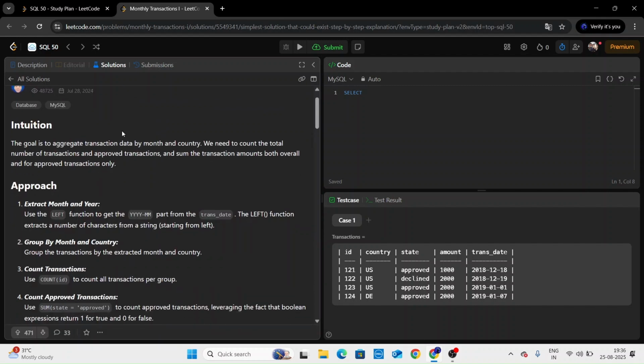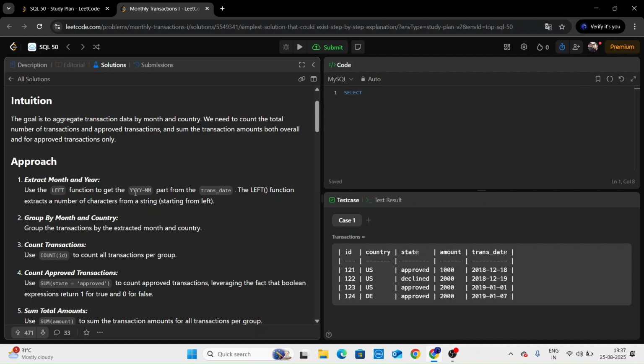Let's try to understand the solution first. Intuition: the goal is to aggregate transaction data by month and country. We need to count the total number of transactions and approved transactions, and sum the transaction amounts, both overall and for approved transactions only. That I already know. We need to check all the transactions of the country in a particular month, and also find the total amount and the count of only the approved ones for that specific country and month.